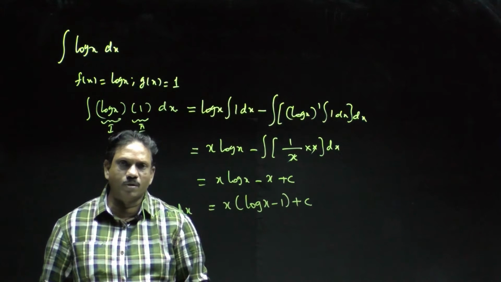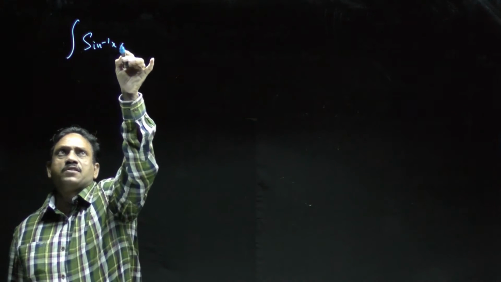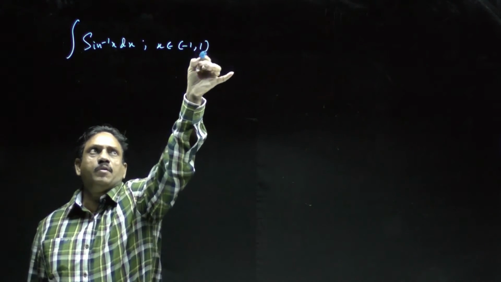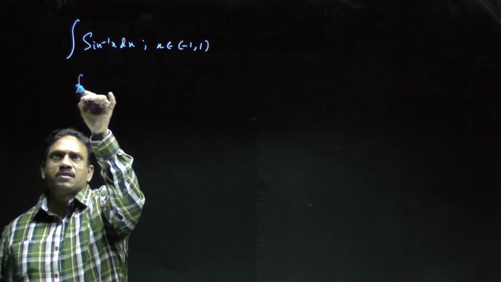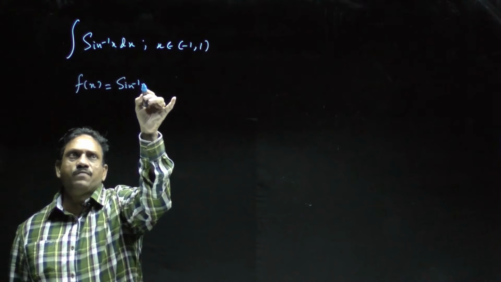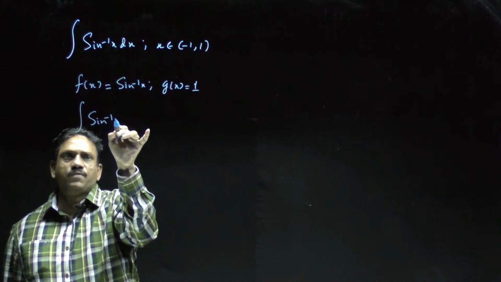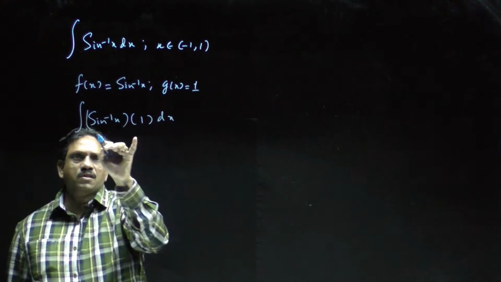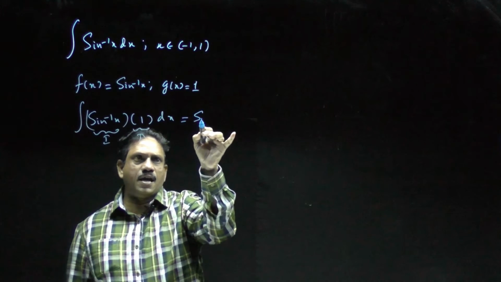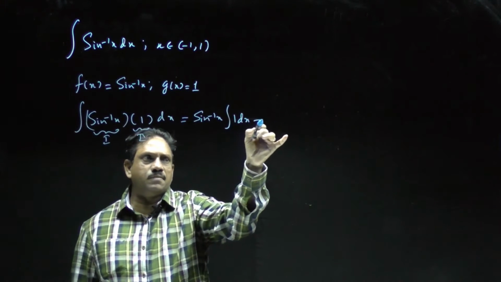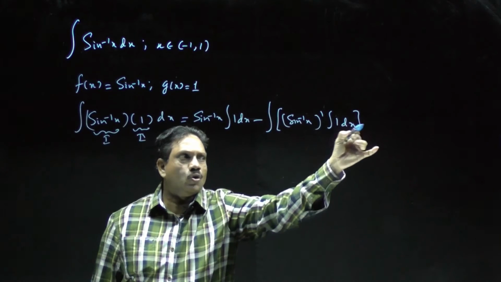Similarly, we are going to discuss one more problem. Take one more problem: integral sin inverse of x dx, where x belongs to minus 1 to 1. We are going to integrate sin inverse x dx. Students, we can take f of x as sin inverse of x and g of x as 1. Now using the result, sin inverse x into 1 dx, sin inverse x is the first function, 1 is our second function. Now you know how to write this: sin inverse x times the integral of 1 dx, minus integral of the derivative of sin inverse x times the integration of 1 dx, whole dx.